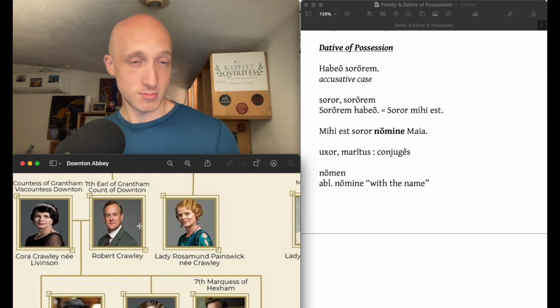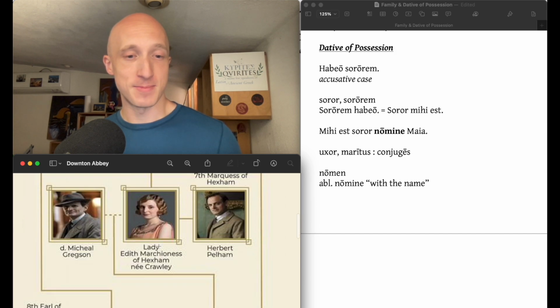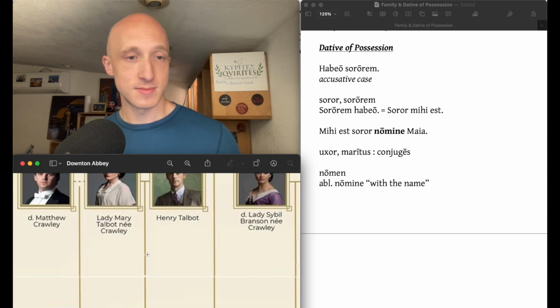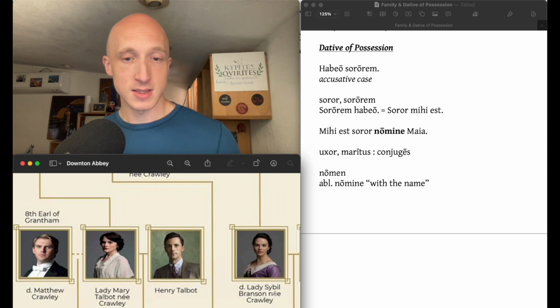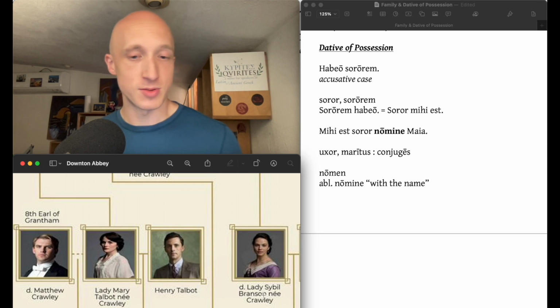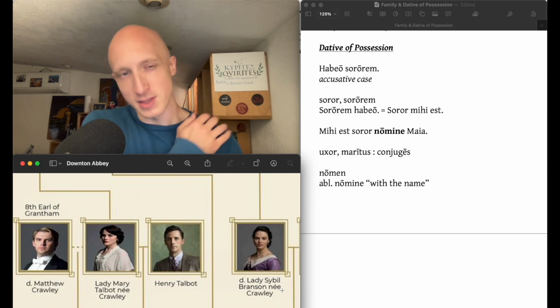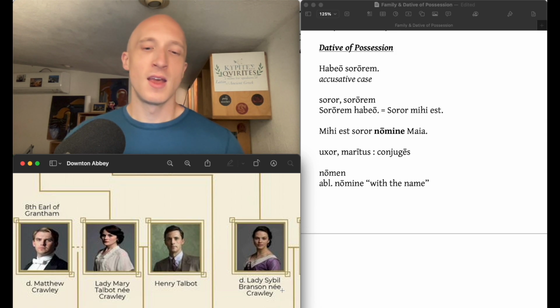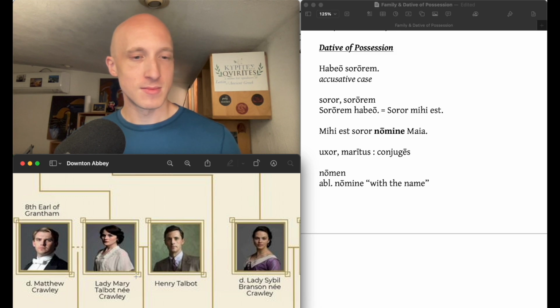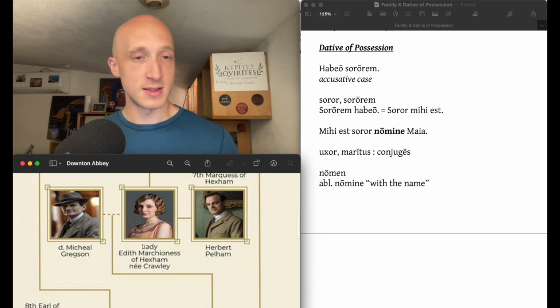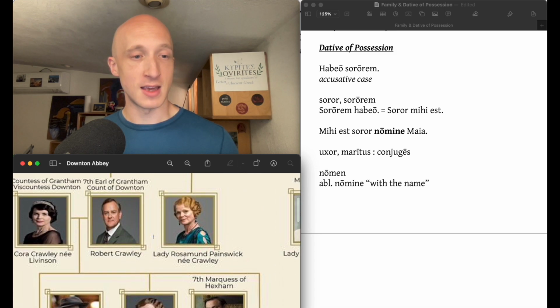Sunt tres filiae. Edita, Sibylla, I'll read it today that way. Sibylla, I'm Latinizing them for the sake of simplicity. You don't necessarily have to Latinize, but I'm Latinizing them. Sibylla et Maria. Maria, Sibylla, et Edita sunt tres filiae, Corae et Roberti.